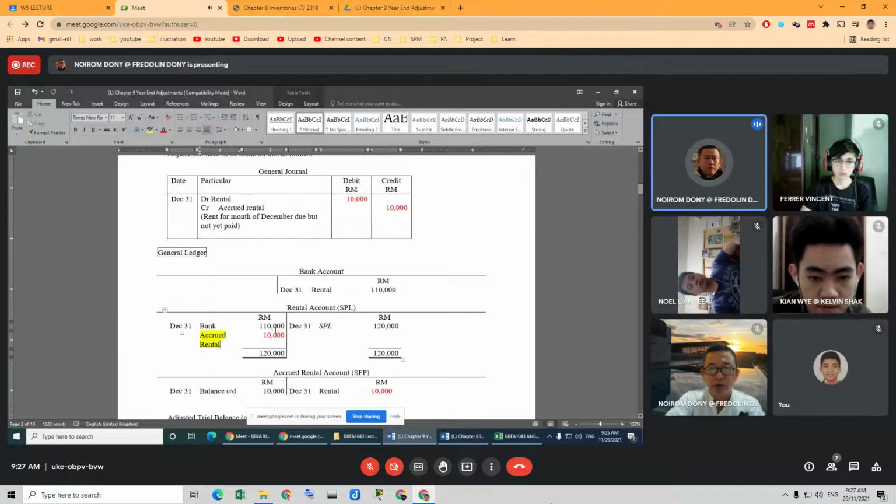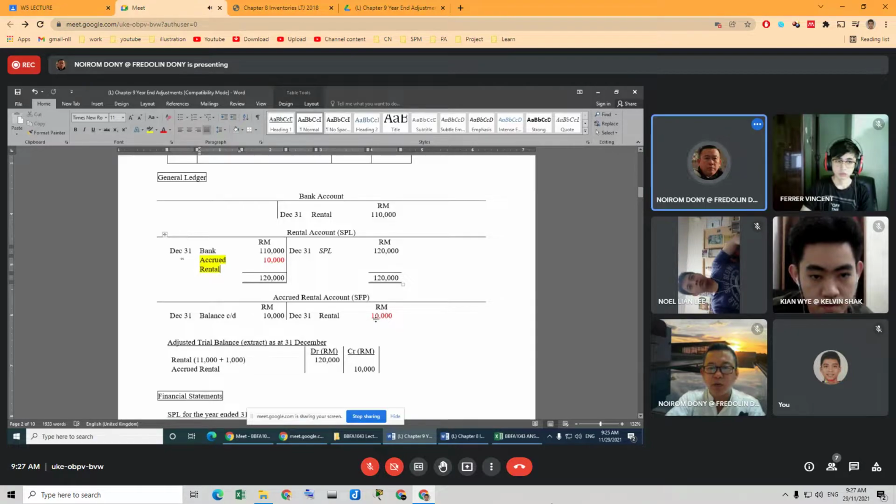So corresponding entry must be credit, isn't it? Just follow this. Open up accrued rental and do the credit entry. Look at the red color here, 10,000. That is the complete double entry. And then the particular in accrued rental, make sure this is the heading of the account that you have debited. So that is the entry that we make based on the prime entry.